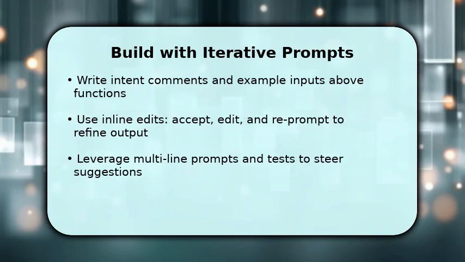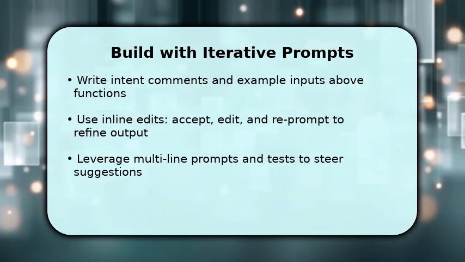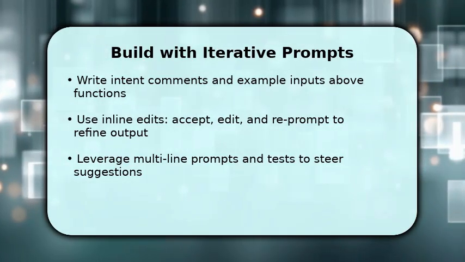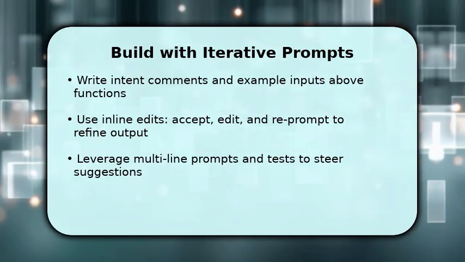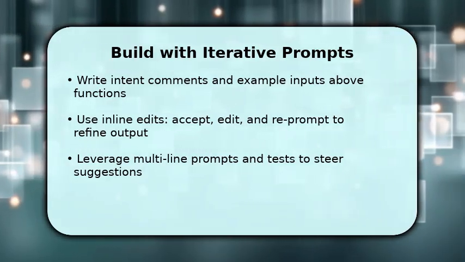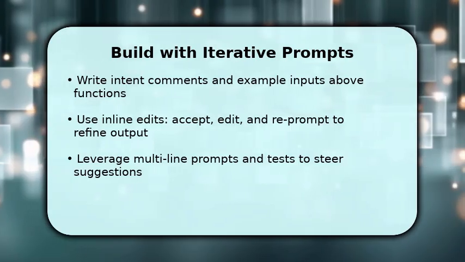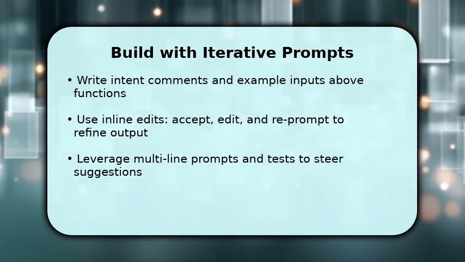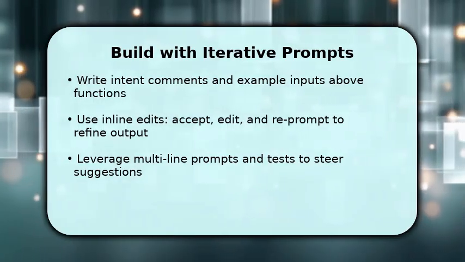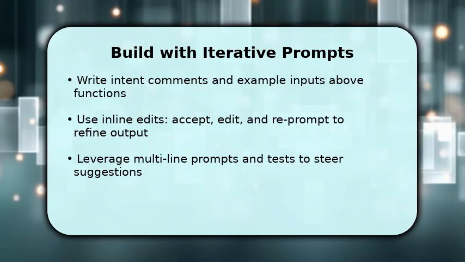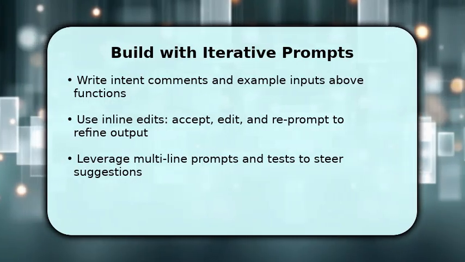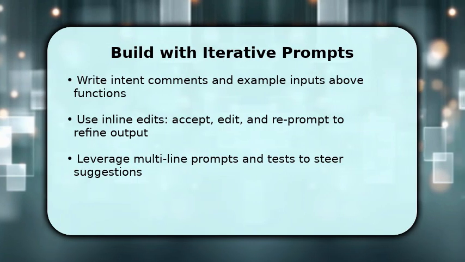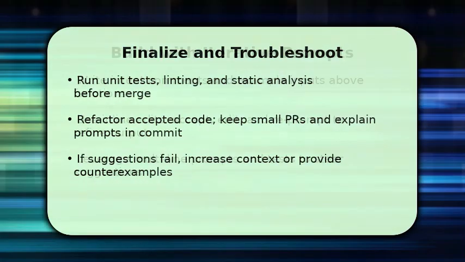You now move into iteration. Craft intent comments, show example inputs, and ask Copilot for one function at a time. When a suggestion appears, accept selectively, then edit to add constraints. This teaches the model your preferred style. Once you have a draft, add a quick test or example usage and prompt Copilot to adapt the implementation to pass that test. Because Copilot responds to concrete examples, blending edits and tests produces lean, reliable code faster than blind acceptance.